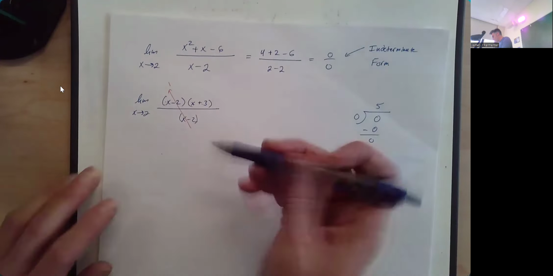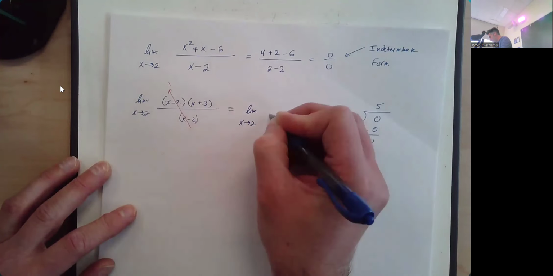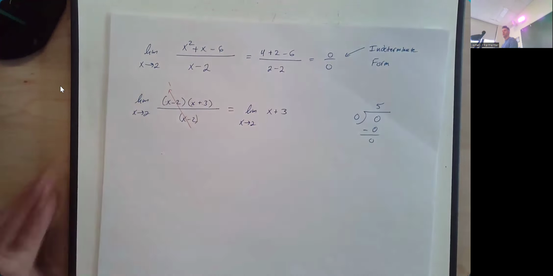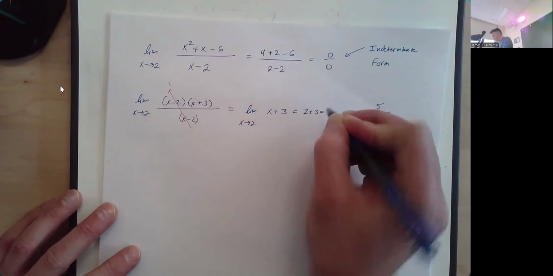So what's going to happen here is we're going to say this is equal to the limit as x approaches 2 of x plus 3. And then plugging in 2, we get 2 plus 3, which is 5.